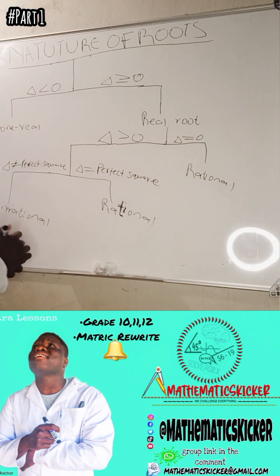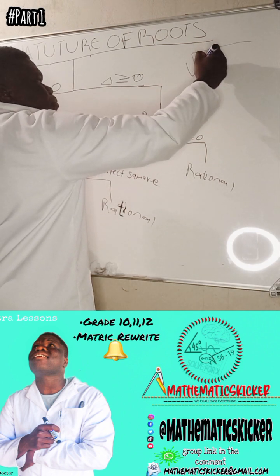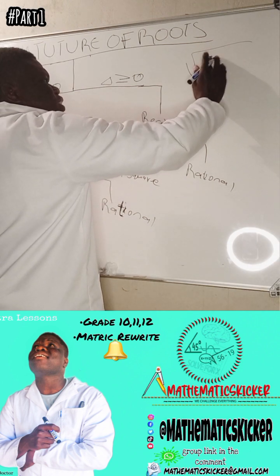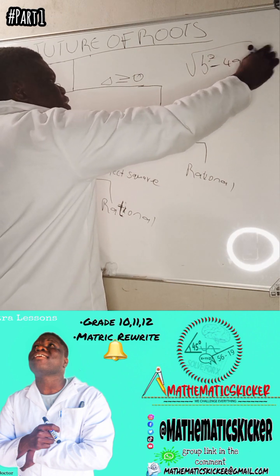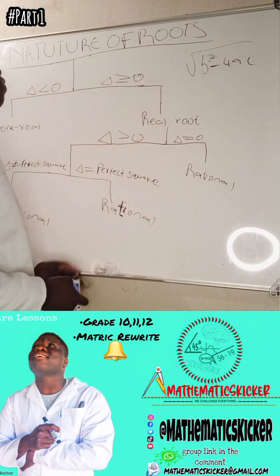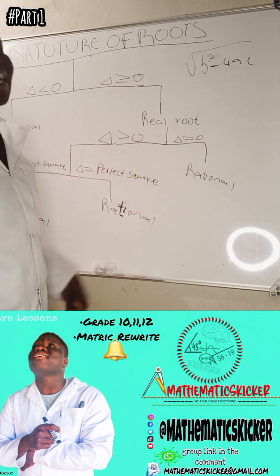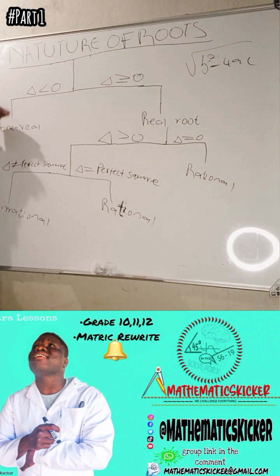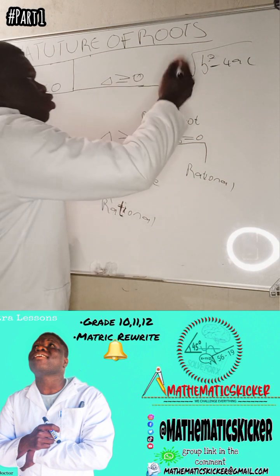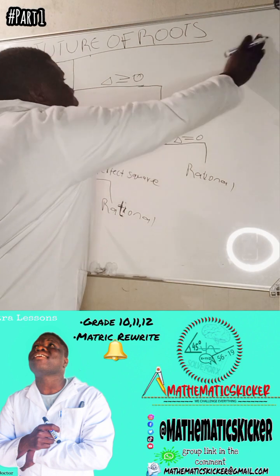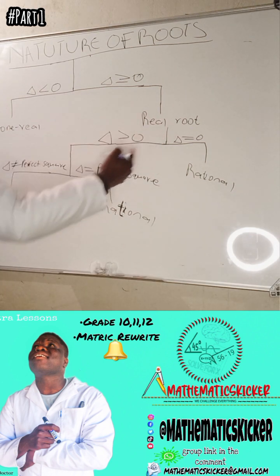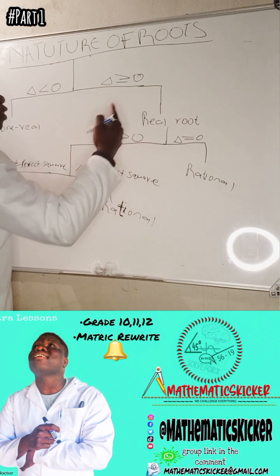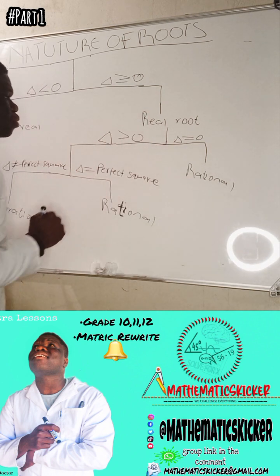Remember, we spoke about the discriminant inside the radical sign, b squared minus 4ac. We cannot have a negative inside the radical sign, right? That is why we have the non-real root. But if our discriminant is greater than or equal to 0, we'll have the real root. If it's equal to 0, we'll have the rational root.